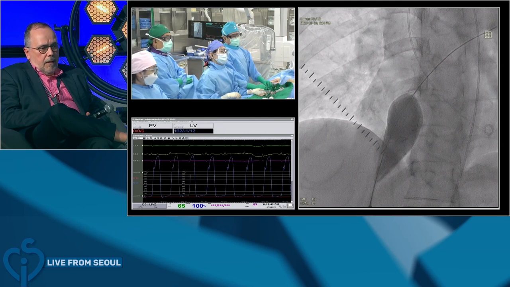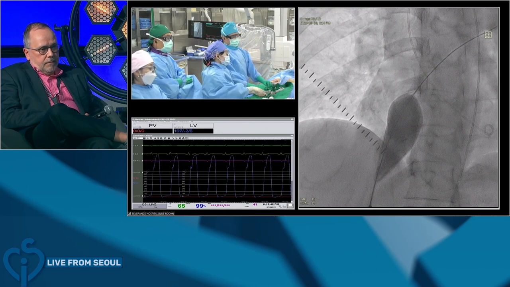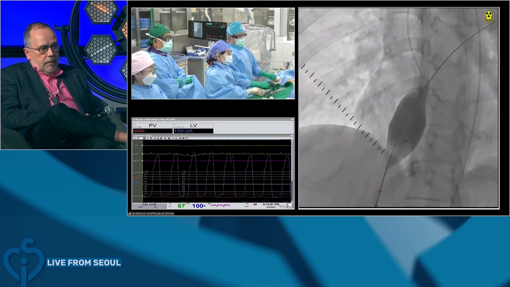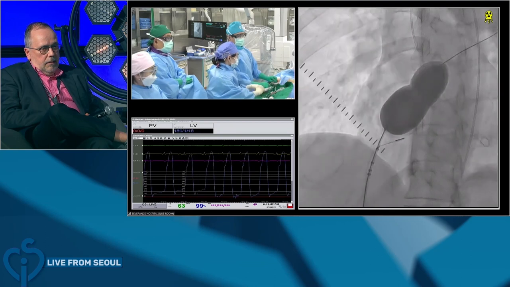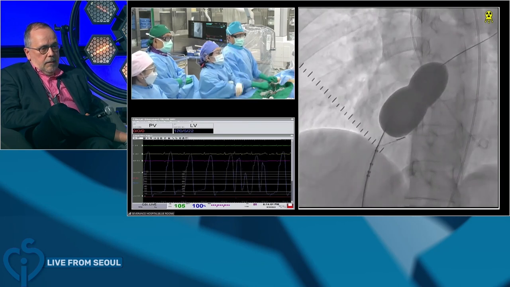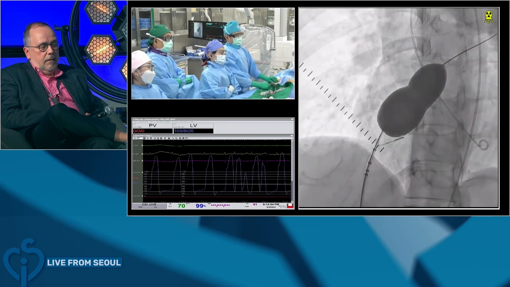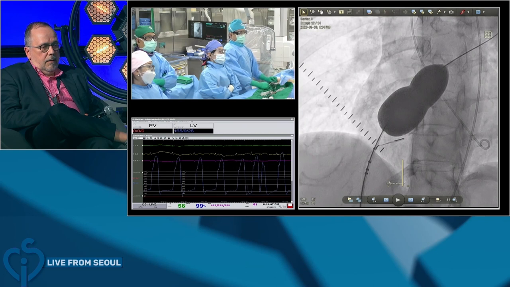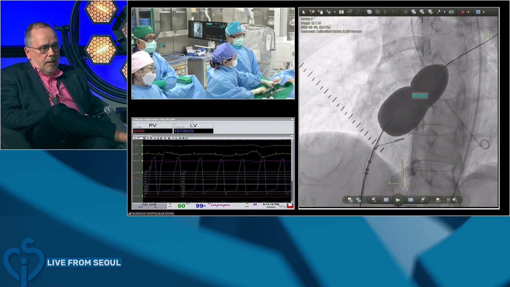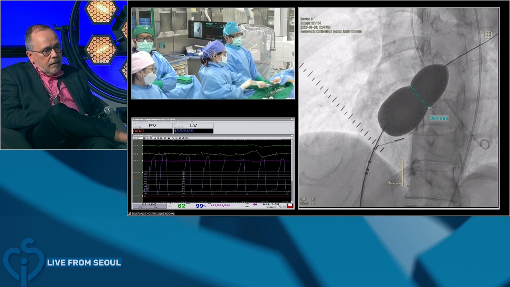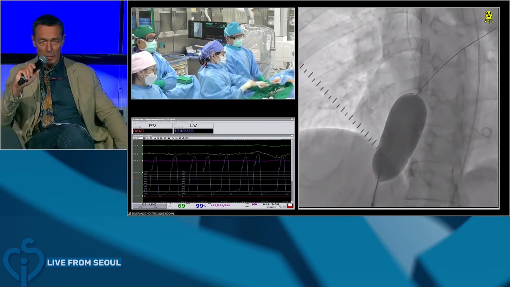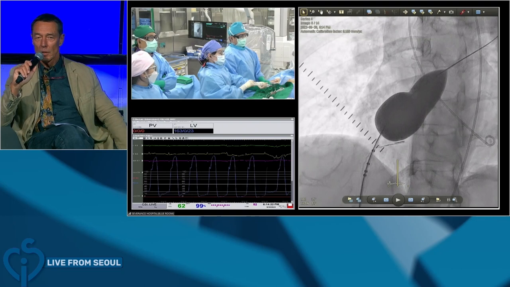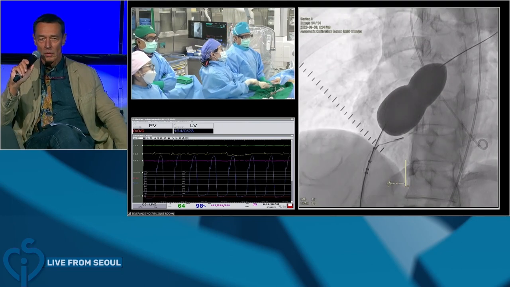You can see the end diastolic pressure is just 7, 6. So I'm going to advance the balloon, and you can see the increase of the LV end diastolic pressure to 25 or 30. And please measure the waist. So what's it going to do? Right, so it's 24 millimeters. It is about 24.